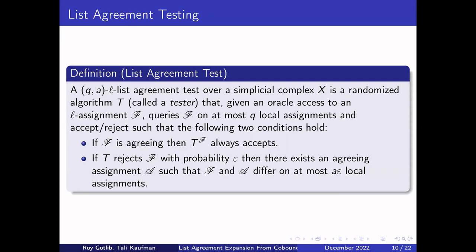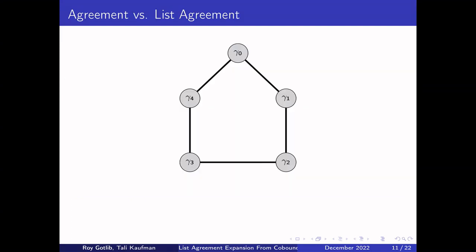It is important to stress that in this model, we think of the queries and the changes as happening to one of the local assignments of each face, and not the entire collection of global assignments. Initially, it might seem like agreement testing and list agreement testing require essentially the same tools. For example, if in agreement testing we pick two high-dimensional faces and check whether their assignments agree on their intersection, then in list agreement testing, we could pick two high-dimensional faces and check whether there exists a permutation under which the local assignments agree on their intersection. This, however, is not the case.